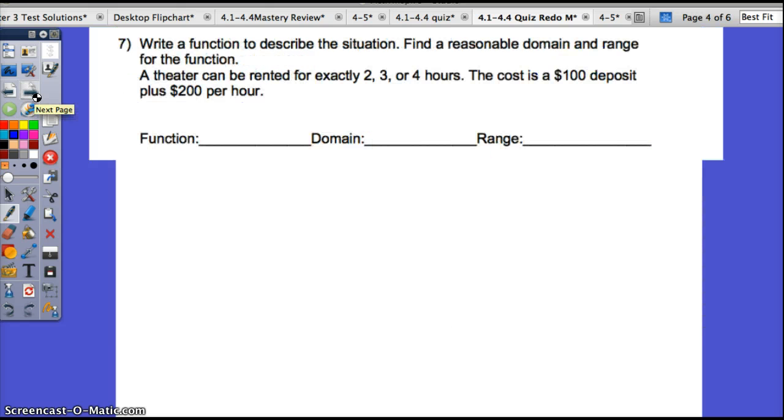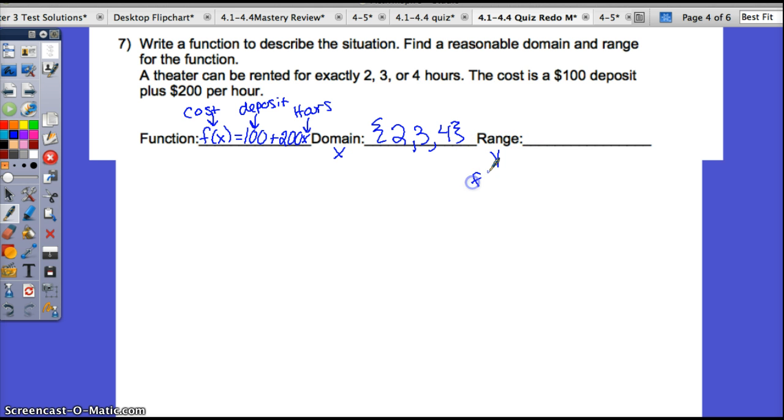Number 7, write a function to describe the situation. Find a reasonable domain and range for the function. A theater can be rented for exactly 2, 3, or 4 hours. The cost is a $100 deposit plus $200 per hour. So you know that f of x, which is your dependent variable, is your cost, equals a $100 deposit plus 200x, where x is your hours. Remember, domain is your x, and x stood for the number of hours, so it could only be 2, 3, or 4. Your range are your y's, or your f of x.